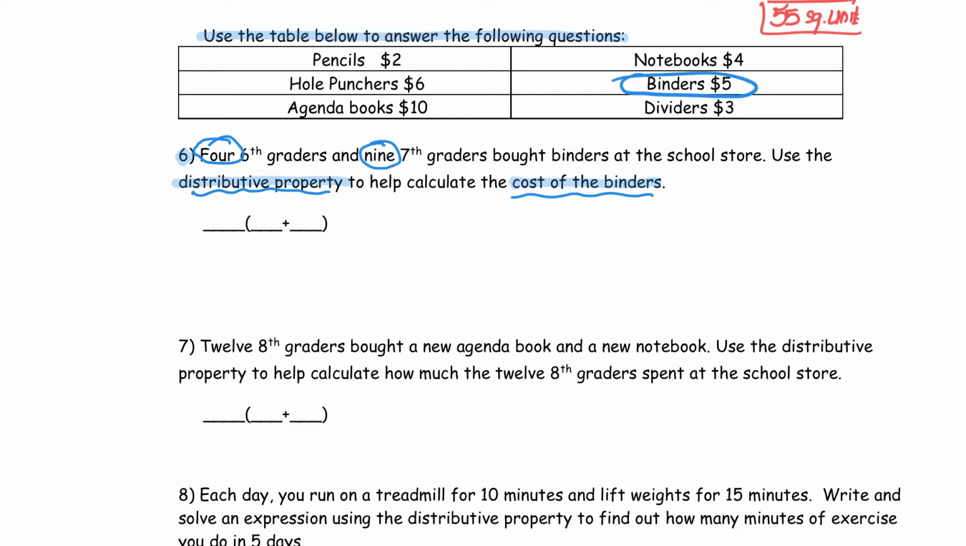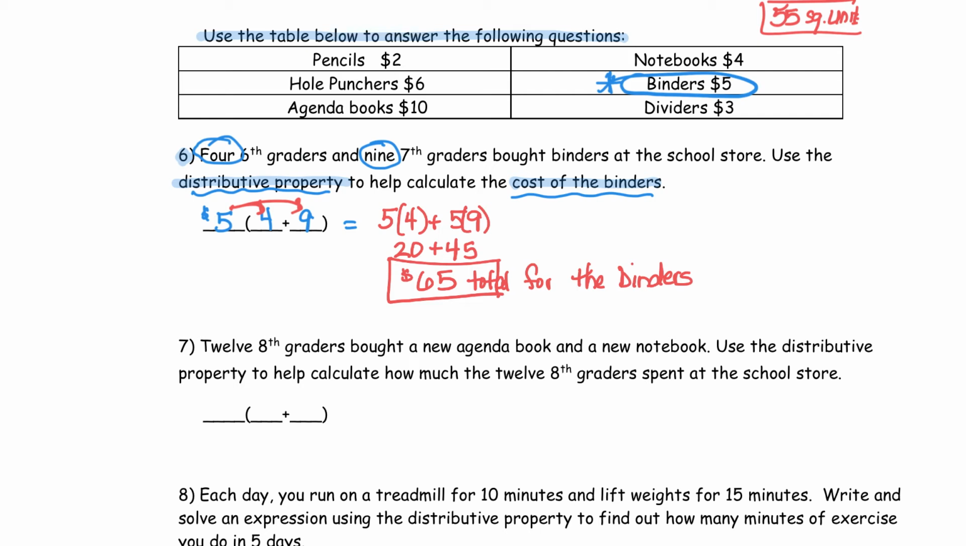All right, so hopefully you paused the video and let's take a look at the answer. Be careful, the binder cost is in the chart. And if you set it up correctly, you would have $5 on the outside times 4 plus 9 on the inside. Now you're going to apply the distributive property and show the work as necessary. And there you see it was $65 total for all the binders.